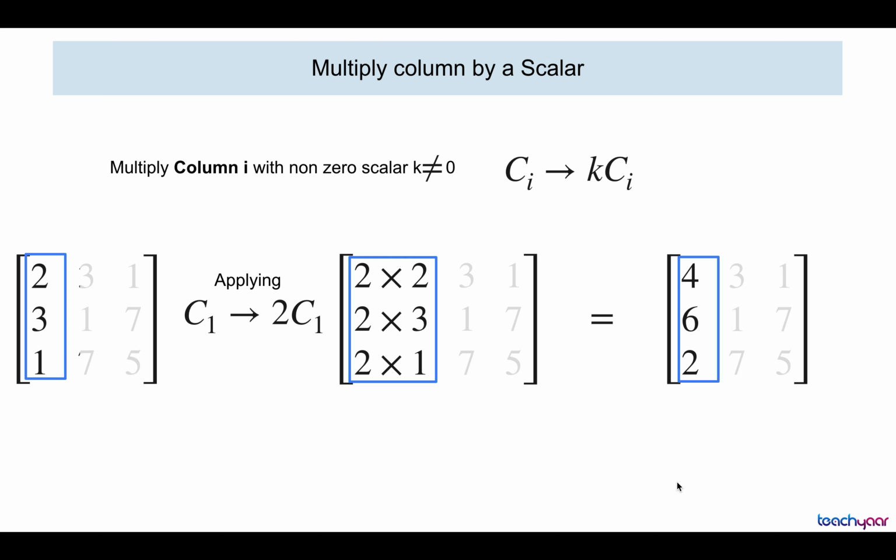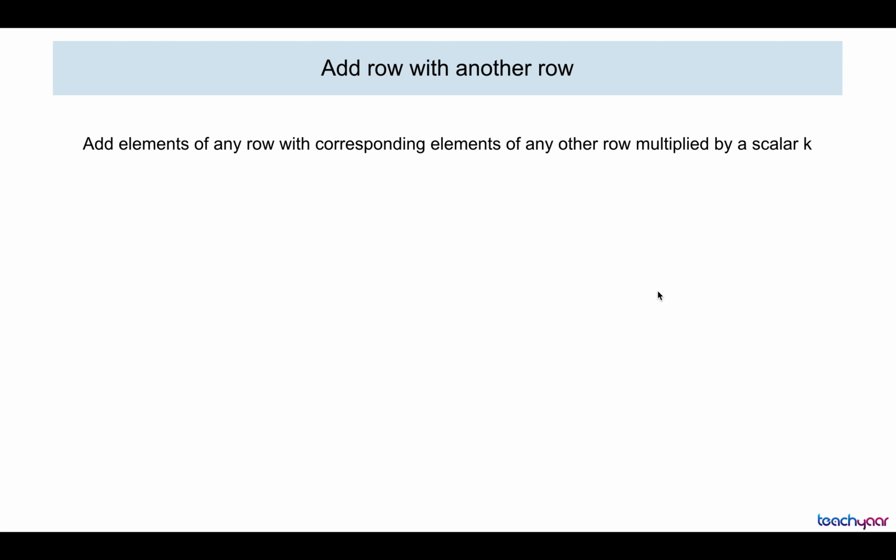Okay. Third is where what you can do is take a row and add to that some other row of the matrix multiplied by a scalar, right? So what do I mean by that? Well, it's denoted as this: row i, after the operation, becomes row i itself plus some other row j multiplied by a scalar k, right?